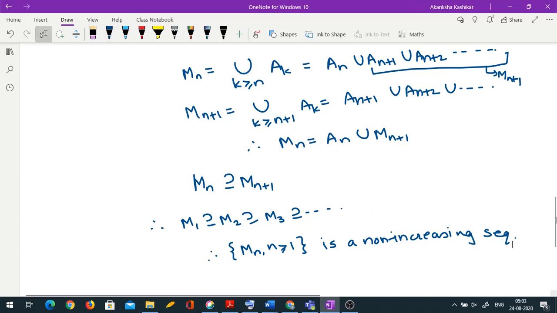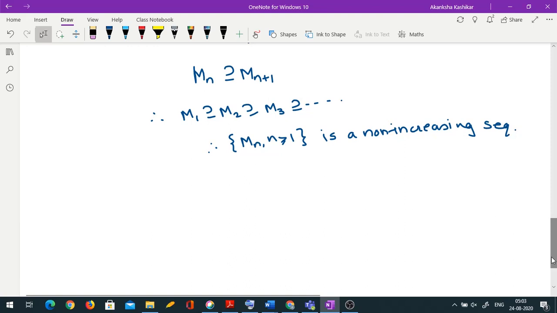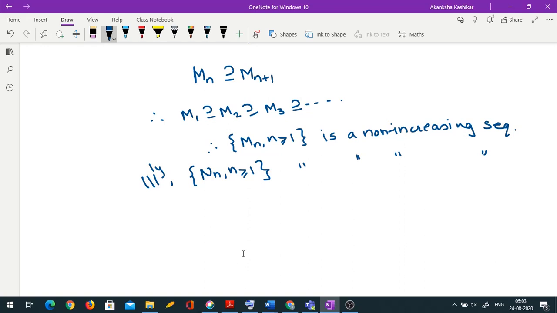Now Nn has been defined in exactly similar manner, just that instead of An's I have Bn's. So similarly I can prove that Nn is also a non-increasing sequence. Now, does this help me? Mn and Nn being non-increasing, does it help me? Let me check.